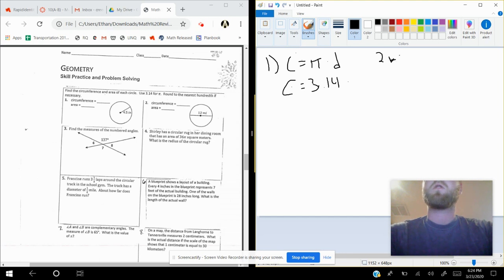2r equals, let me erase that right there. Eraser. There we go. A very small eraser. All right. So we know that 2r equals 1 diameter. So 2 radius is 1 diameter. That's 2 times radius. So in this case, 4.5 is our radius. So 2 times 4.5 equals 9.